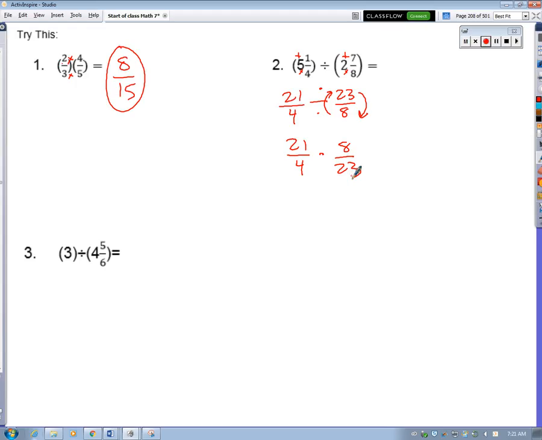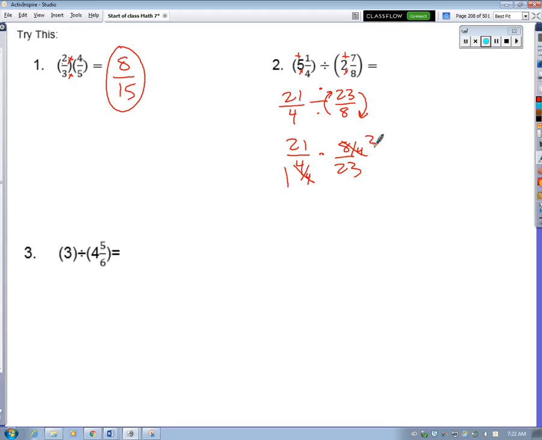All right, now looking at this fraction, I see a place I can simplify, so I'm going to go ahead and do that now. I've got a 4 on the bottom and an 8 on the top. They're both even numbers. We know we can divide them by 2, but hey, we can divide a little more than that. 4 goes into 8, so let's just divide the top and bottom by 4. Okay, 4 divided by 4 is 1. 8 divided by 4 is 2. So now our new fractions are 21 over 1 times 2 over 23.